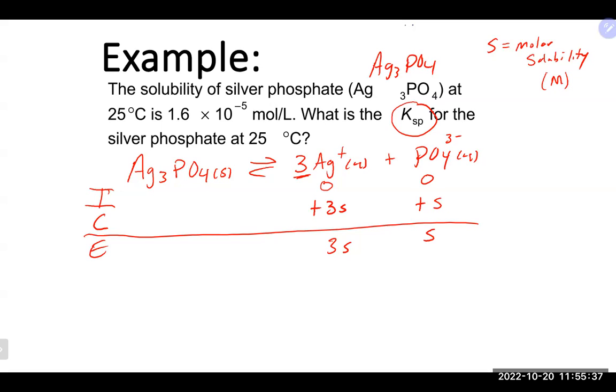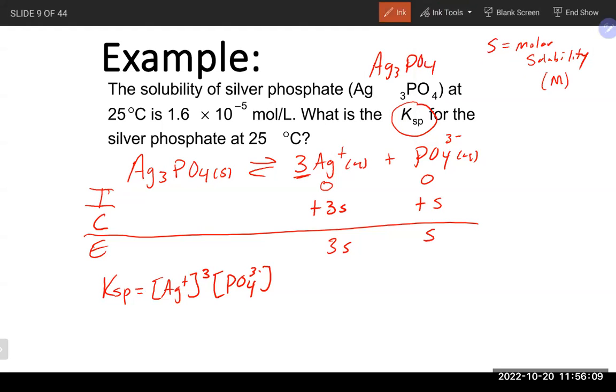So at this point, just like normal, we would go into our K expression, which in this case would be the Ksp is equal to the concentration of silver, and we do need to cube it, times the concentration of phosphate. If this was a case where we did have the Ksp given to us, we would set it equal to the Ksp value given and then solve for s and all that good stuff. But in this particular case, we do not have the Ksp given to us. We're looking for the Ksp.